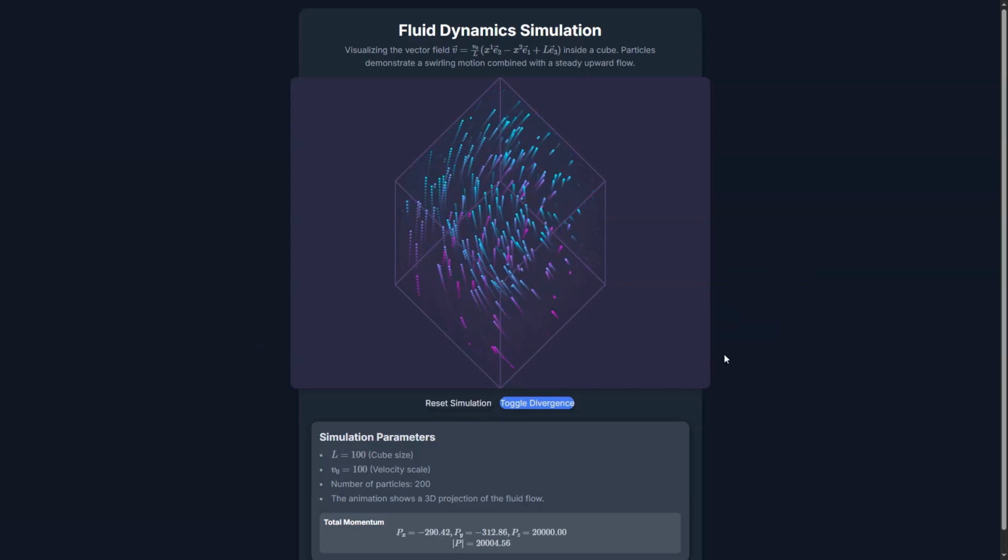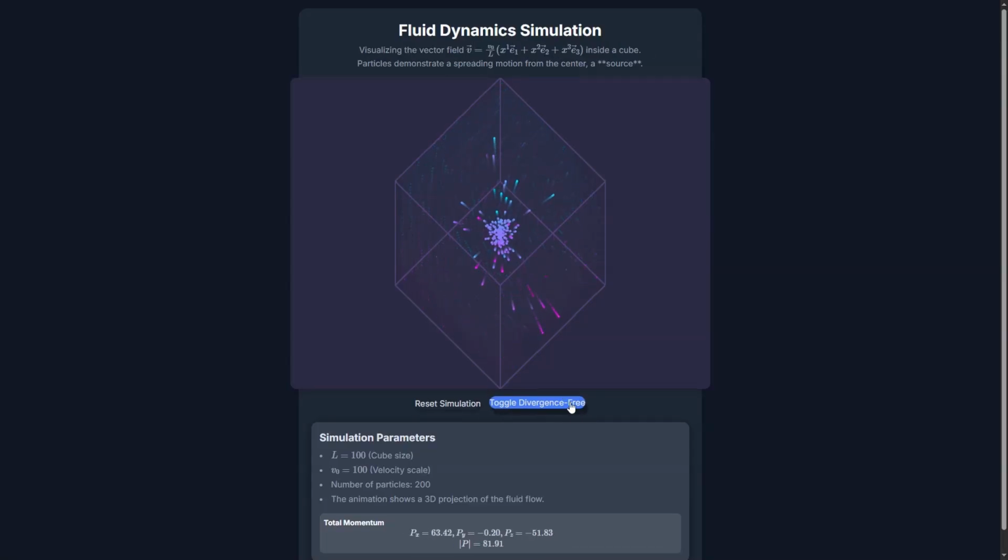So, understanding these concepts, divergence for volume, vorticity for that internal spin, and how we calculate total momentum, is just fundamental for grasping the dynamics of any fluid field.